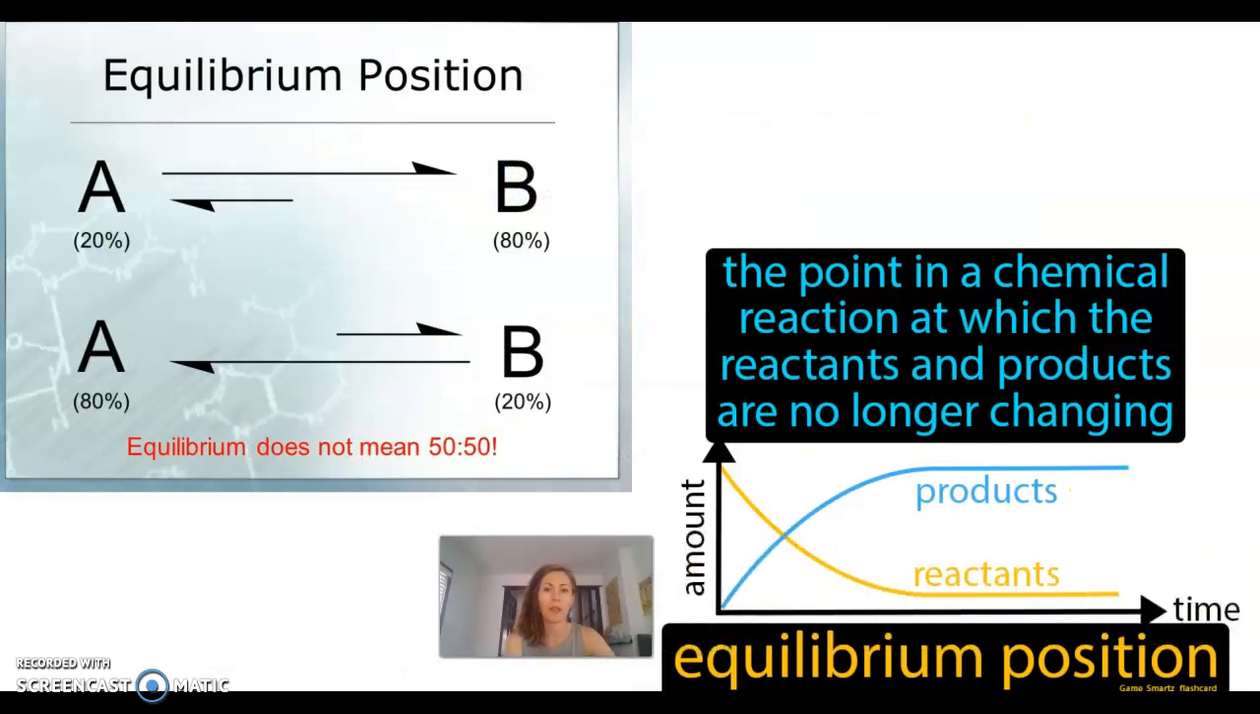So there's this idea of equilibrium position, where I say equilibrium and we think of equal, but sometimes that isn't always 50-50. It doesn't mean that I have equal amounts of reactant and product for this chemical reaction. It just means at that equilibrium, it might favor or prefer one or the other.